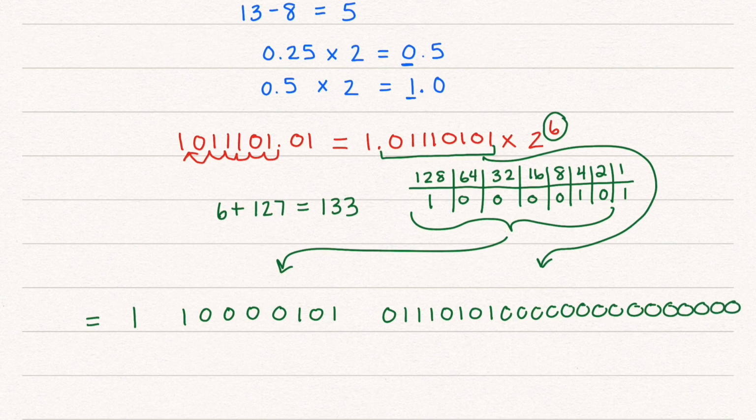So all together, I'm going to have 32 bits. The first bit representing that it is negative, the next 8 bits coming from that exponent, and the rest of the 23 bits coming from the fractional portion of the normalized binary form. So my final answer here is this 32-bit combination.